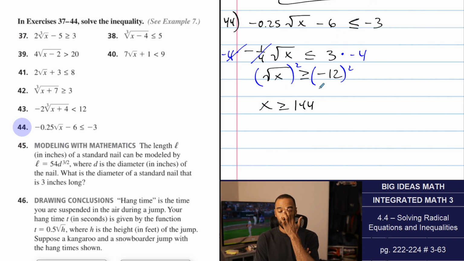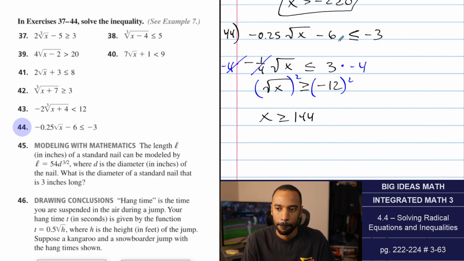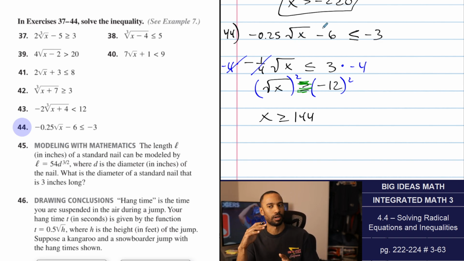Now, this is one where you got to be careful for a couple things. First of all, if this was an equal sign, we've seen this plenty of times, guys. If this was an equal sign, remember, you plug in negative 12 here, suddenly it doesn't really work because we squared a negative and it turned positive.